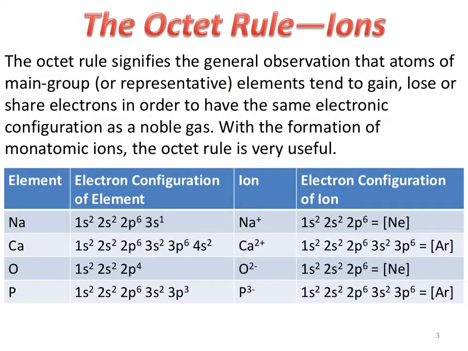The general statement of the octet rule is that it signifies the observation that atoms of the main group or representative elements tend to gain, lose, or share electrons in order to have the same electronic configuration as a noble gas. This information is very useful for monatomic ions. However, we will find that as we proceed down the periodic table and look at covalent bonds, the octet rule may not be as useful as we think.